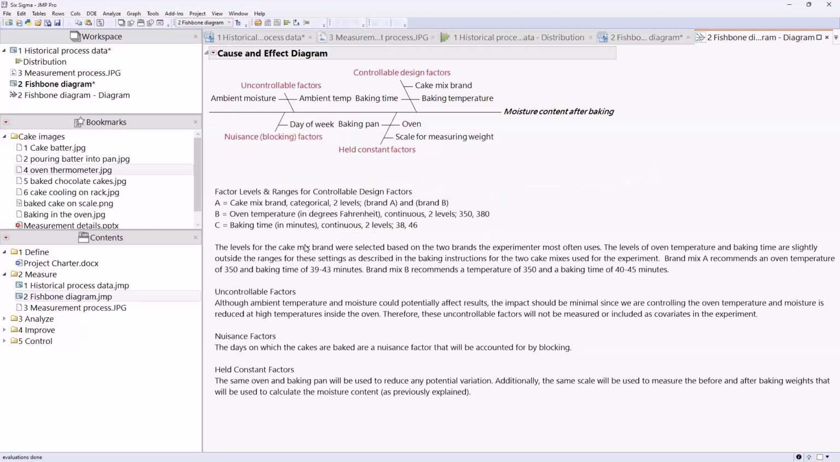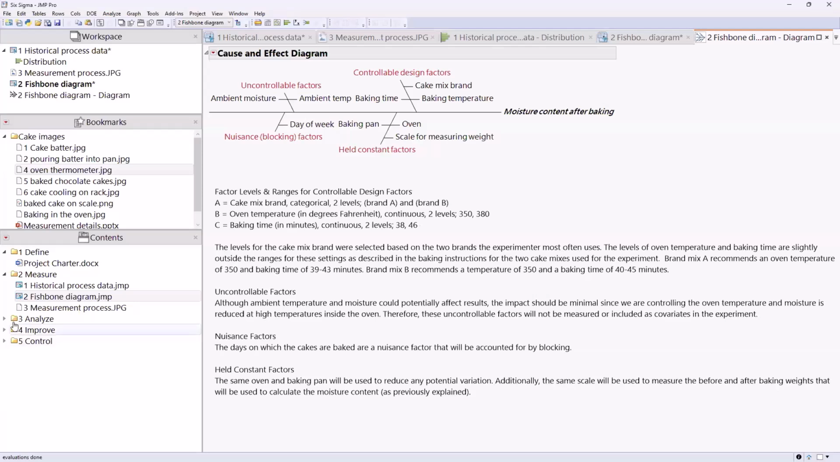The oven temperature and baking time, as you can see in my annotations, are based on the recommendations from these two mixes. And I also set my levels a little bit outside of what the cake mix brands recommended. And that is often recommended for a DOE, right? You have a better chance of detecting a real effect if you widen the ranges for the factors. And so that's what I did here.